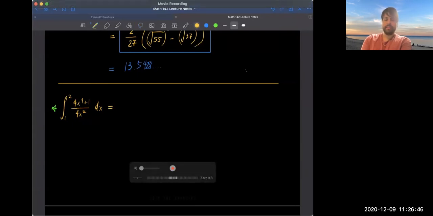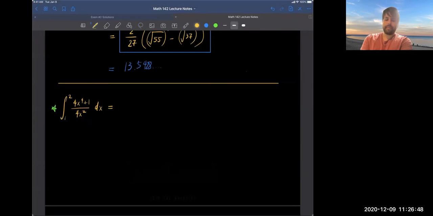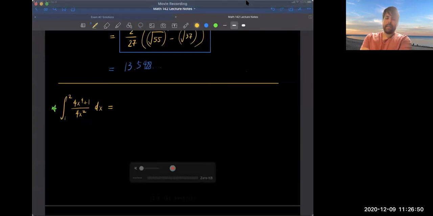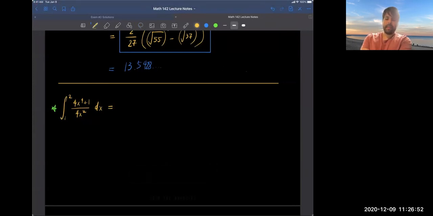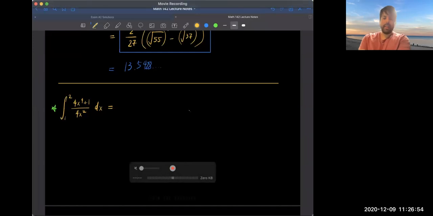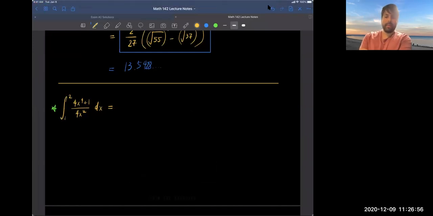Do we need U sub? Nope. That's right, no U sub here. We don't need U sub. We rewrite it. How do we rewrite it? The only thing we can do to rewrite it is to separate it as two fractions again. So if I separate it as two fractions instead, isn't this a lot more doable?